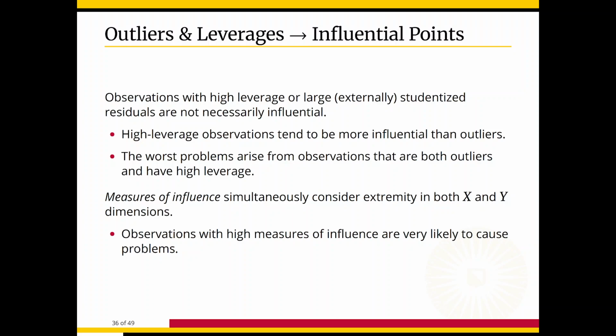A case may be technically an outlier or technically have high leverage, but maybe it doesn't really affect the model that much. It doesn't change the estimates, it doesn't change our inferences, it doesn't change our predictions, in which case we should probably just let it be, right? There's no reason to throw out data if it's not having a deleterious effect on our model. So what we care about is the influence that these cases are having.